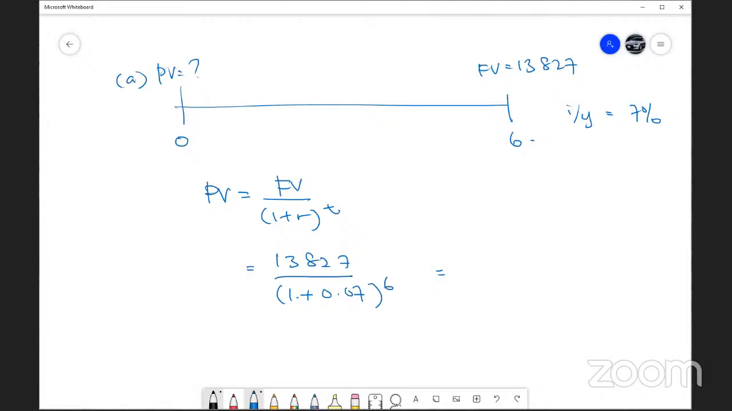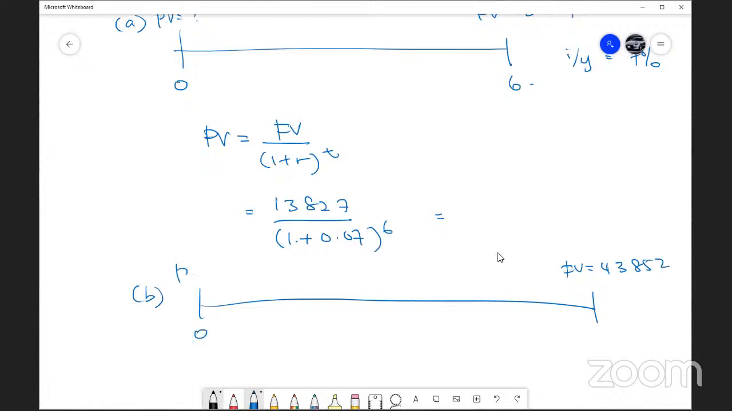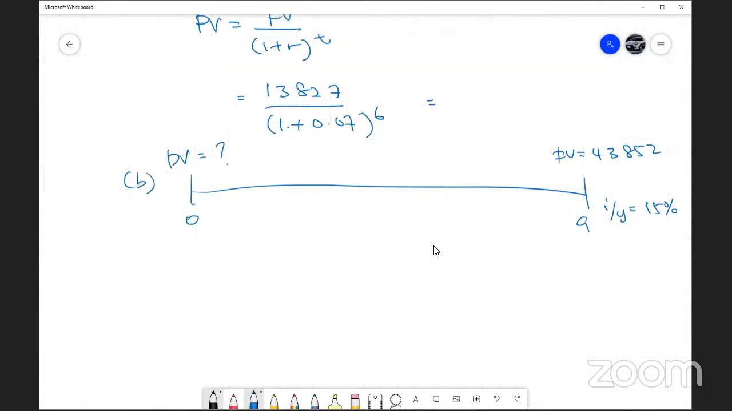Okay, this is A. Again, put it on a timeline if you want an easy understanding, or to help you remember. Future value is 43852, PV you need to find, 9 years, interest rate is 15%. So replace into the formula again.